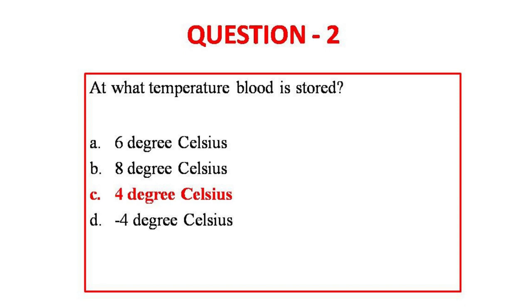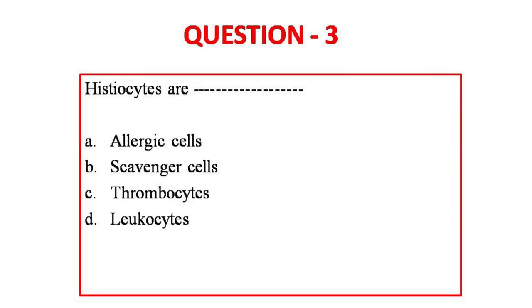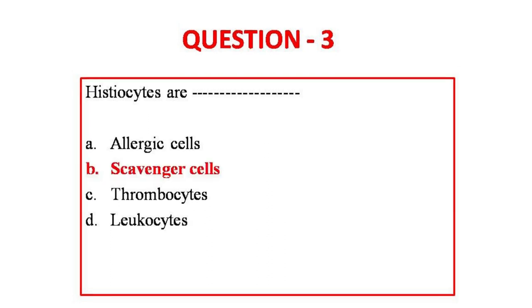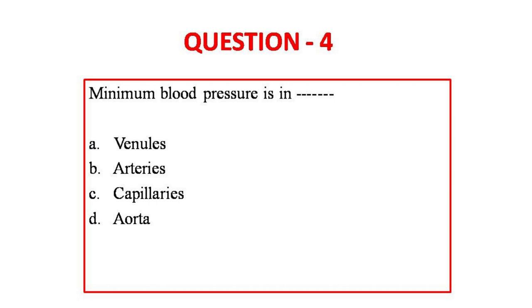So moving on to question number 3. Histiocytes are dash cells: allergic cells, scavenger cells, thrombocytes, leukocytes. So the answer for this question is histiocytes are scavenger cells. Okay, see, these histiocytes are nothing but reticuloendothelial cells that play a major role in phagocytosis. They are of 2 kinds, fixed and free. The fixed are tissue macrophages, whereas the free are wandering reticuloendothelial cells.